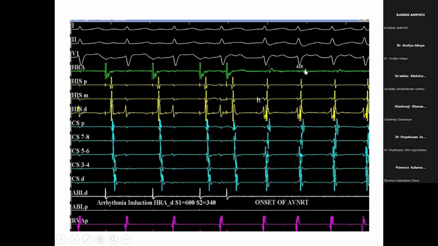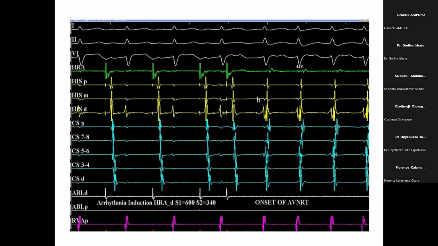Look at this cycle also. Remember we said the slow pathway that started this problem will go and depolarize the ventricle, while the fast pathway has quickly carried it up to go and depolarize the atrium. Do you see that everything is almost happening at the same time? Look at this again. Everything almost happening at the same time, right? So that is the diagnosis of what? Typical AVNRT.